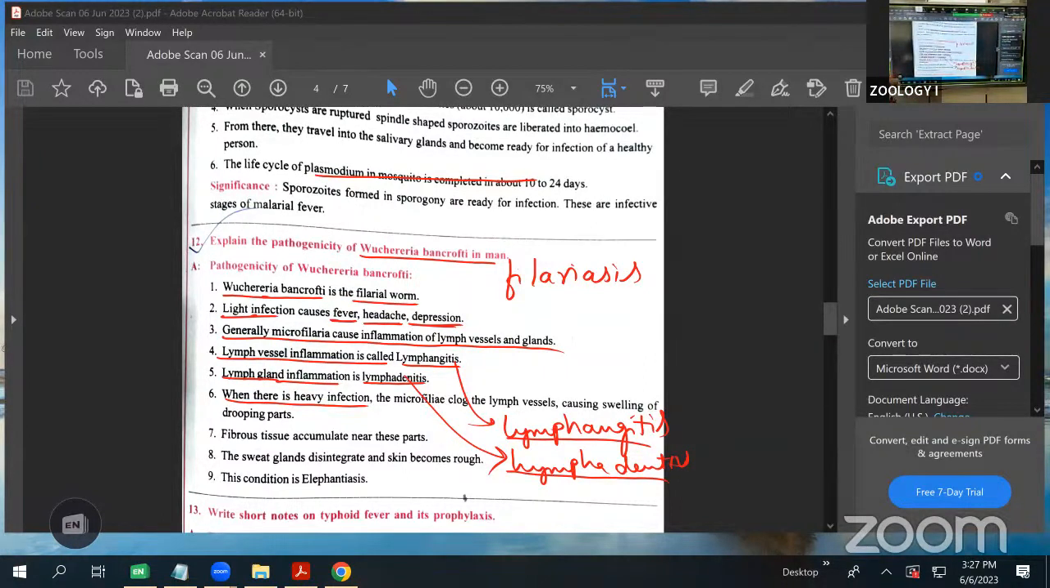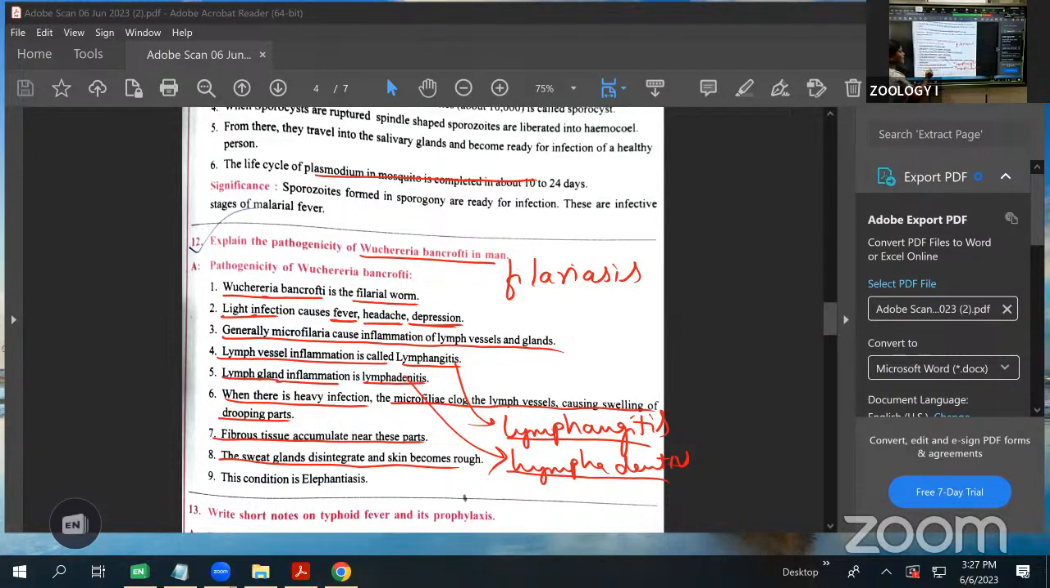In a heavy infection, the microfilaria clog the lymph vessels, causing swelling and drooping of the parts. With more infection, the lymph nodes and lymph vessels are blocked, and fibrous tissue accumulates near these parts. The sweat glands disintegrate, and lymph transportation does not occur. At that time, in the skin, the sebaceous glands and the sweat glands do not work properly.